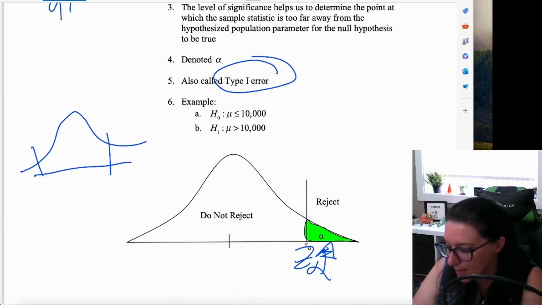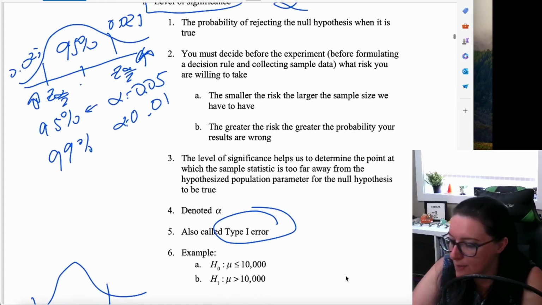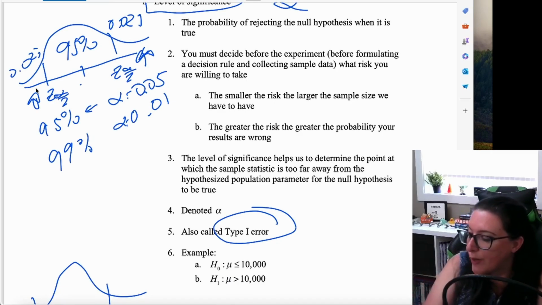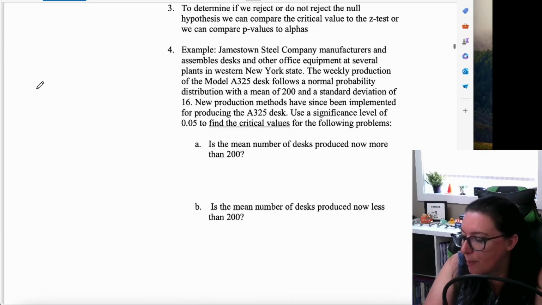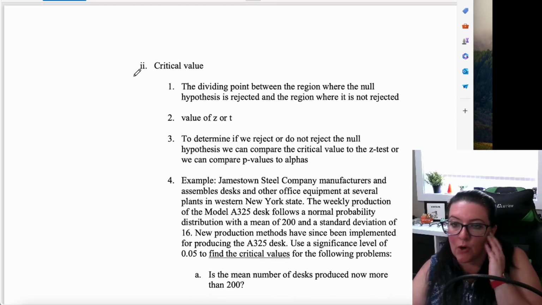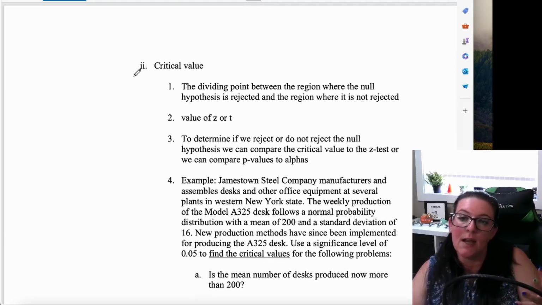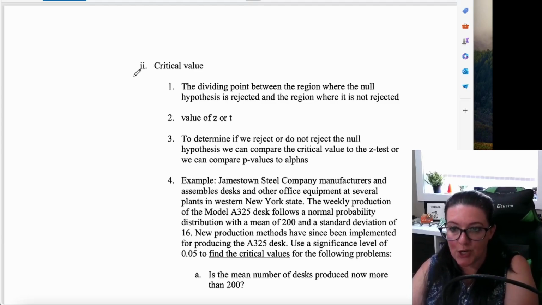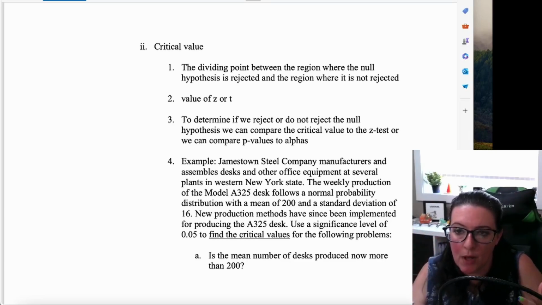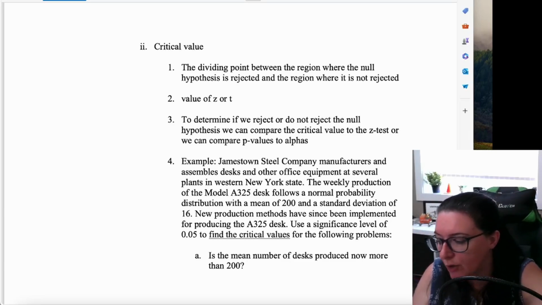So here, what is that? Or in this case, is that Z alpha divided by 2. Those are going to be our critical values that are going to separate that dividing point between the region where the null hypothesis is rejected and the region where it is not rejected. Once we have these cutoffs between the region where the null hypothesis is rejected and the region that is not rejected, we have our critical values.